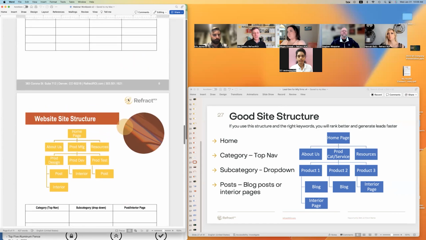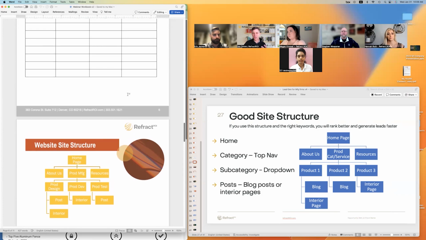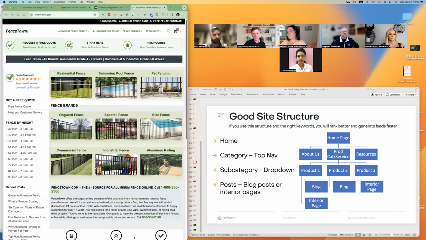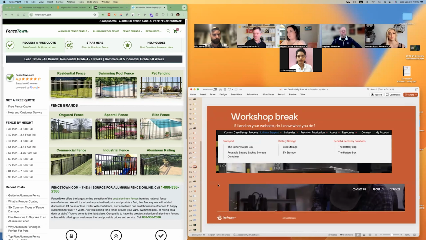So the category page is going to be the generic topics that your product or solution is going to solve. Okay. So in the case of the aluminum fence example, that would be the big ideas like aluminum fence panels, aluminum pool fence, and fence brands. Okay. This is something you'd want to take back to your team at the office.